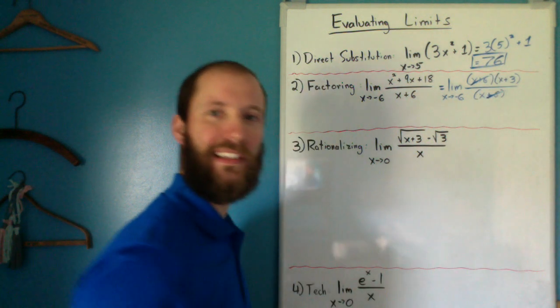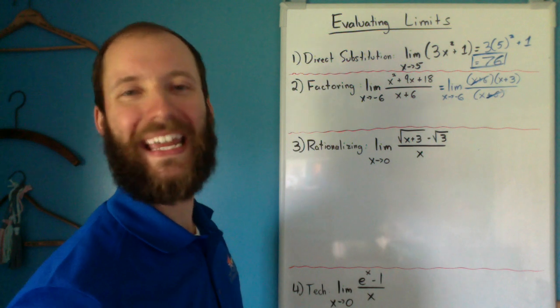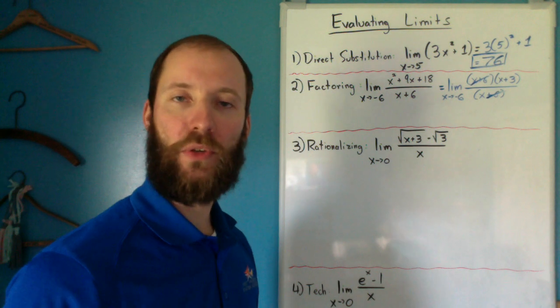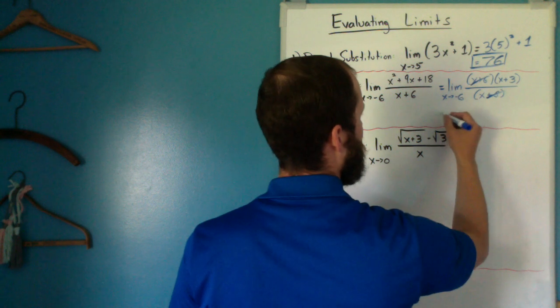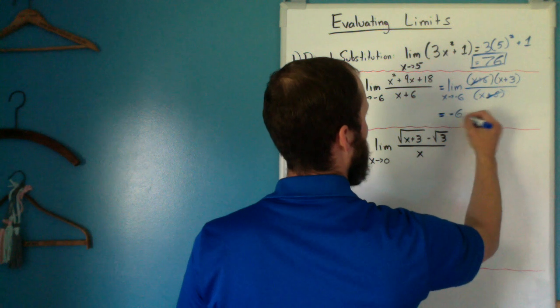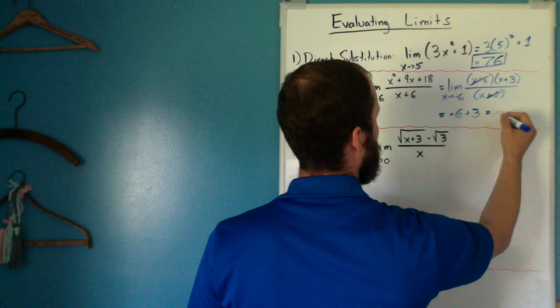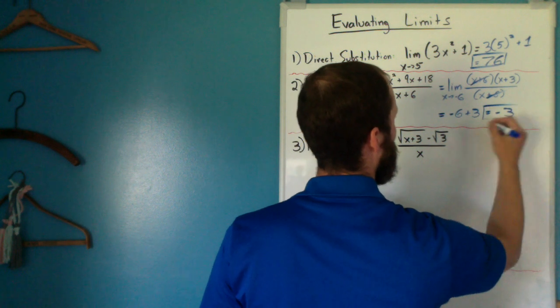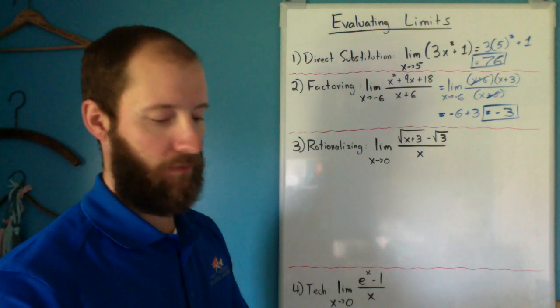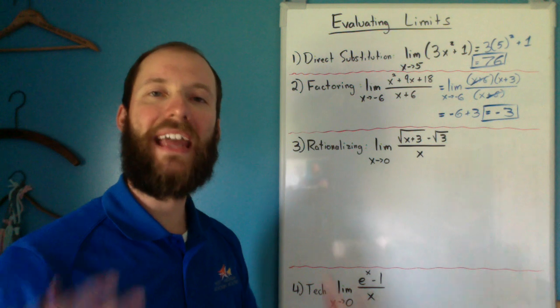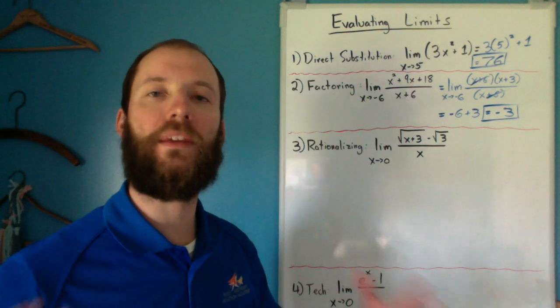X plus 3 is a linear function. Linear functions are well behaved. They do what they're supposed to do. There are no surprises. So you plug in that -6, and you end up with an answer of -3. That is the limit. That is the behavior. That is what the function is approaching.